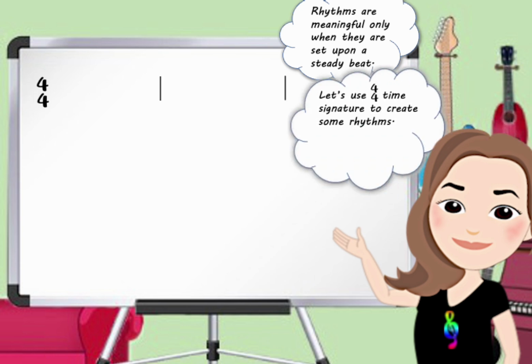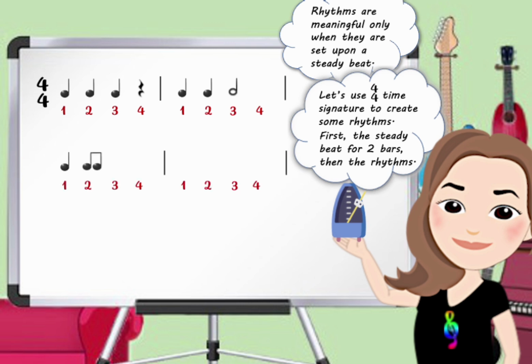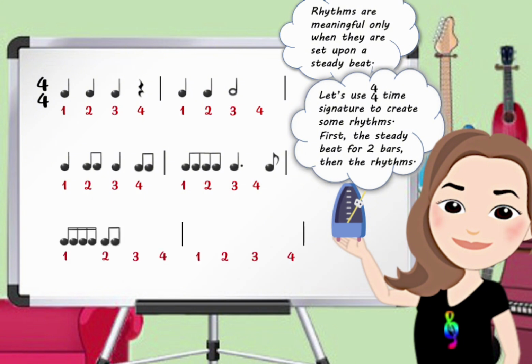Let's use 4/4 time signature to create some rhythms. First, the steady beats for 2 bars, then, the rhythms. Ta, ta, ta. Shh. Ta, ta, ta, ah. Ta, ti ti, ta, ti ti, ti ti ti ti, ta, ah, ti, tika tika, ti ti, long, short, ta, ta, ah, tika, ti, tika.